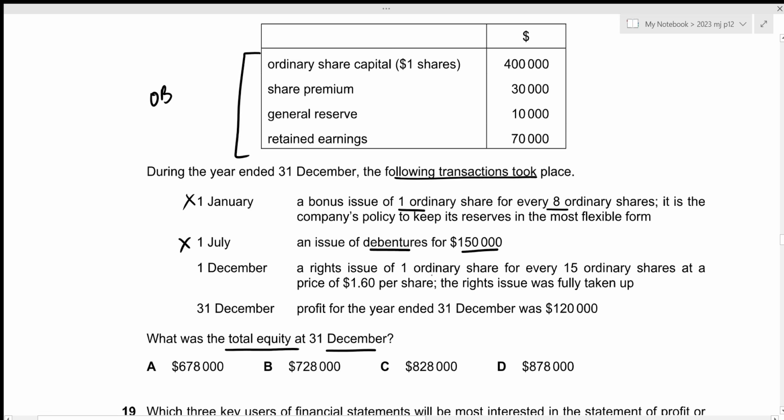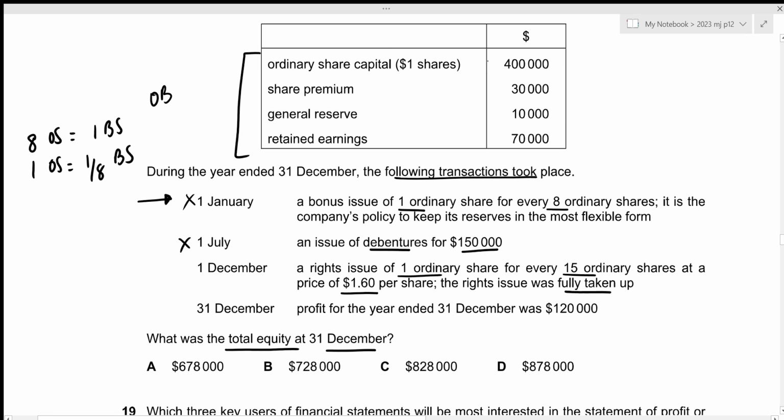Then a rights issue of 1 ordinary share for every 15 ordinary shares will be issued at the price of 1.60 per share, and the rights issue was fully taken up. Now, for this, we need to consider the first transaction because remember that the bonus issue will increase the number of ordinary shares. So let's figure out the number of bonus shares issued. We know that for every 8 ordinary shares, we will be providing 1 bonus share. So for 1 ordinary share, we'll be providing 1 by 8 bonus shares.